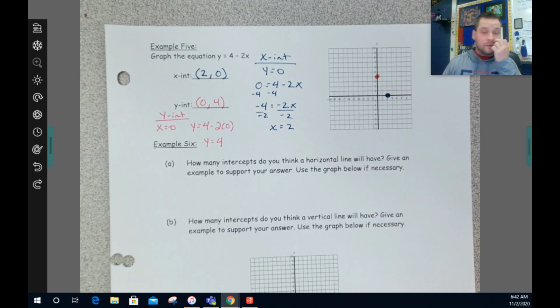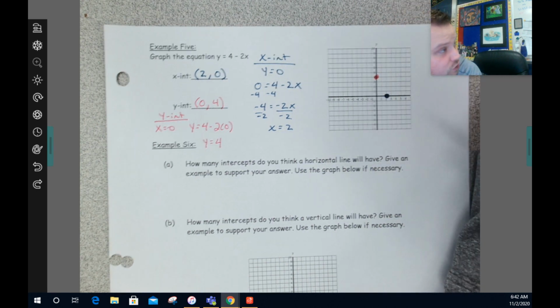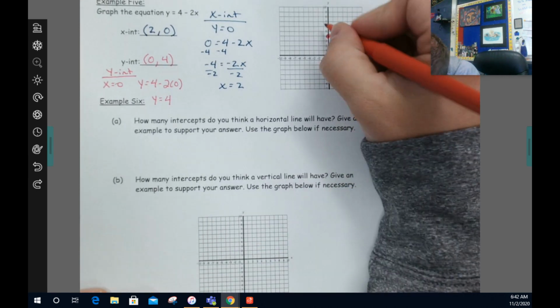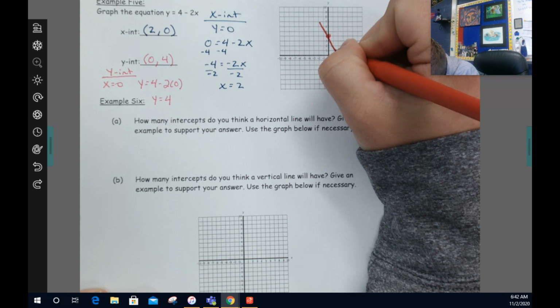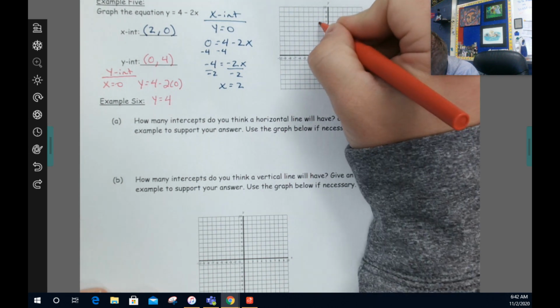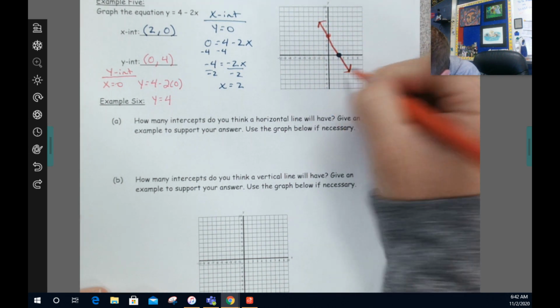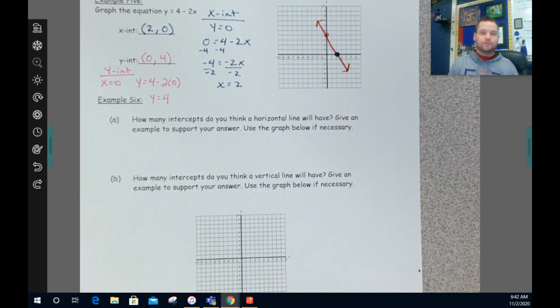Just like we did on the previous one, you got your 2 points. We can now go ahead and connect them with a straight line, to the best of our ability. So that looks pretty darn straight to me. Arrows on the end because it goes on forever.